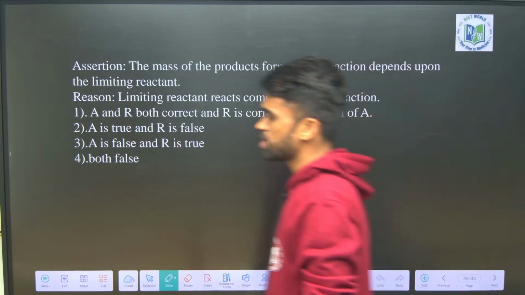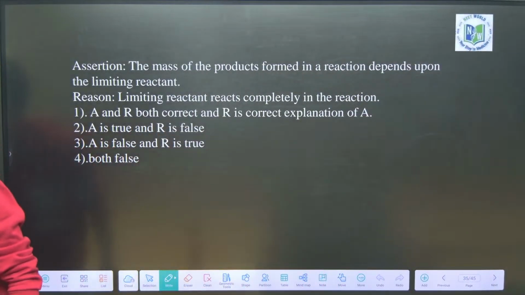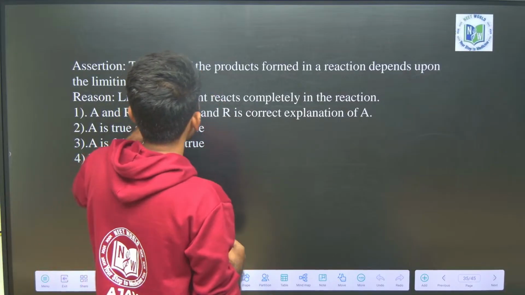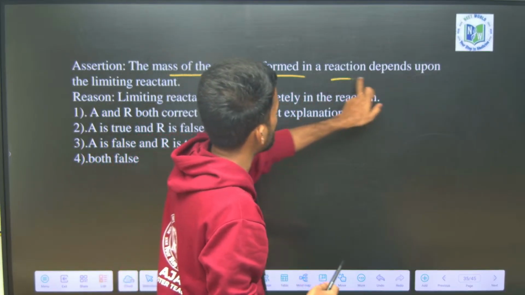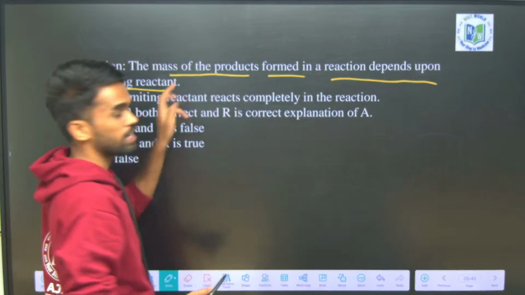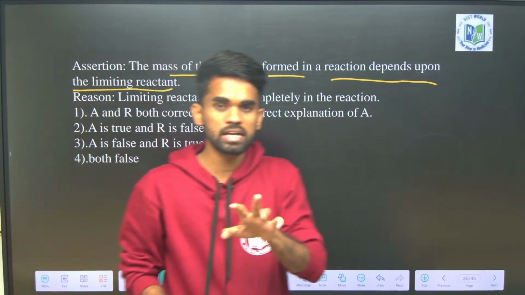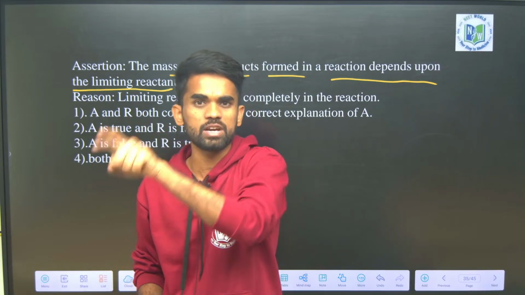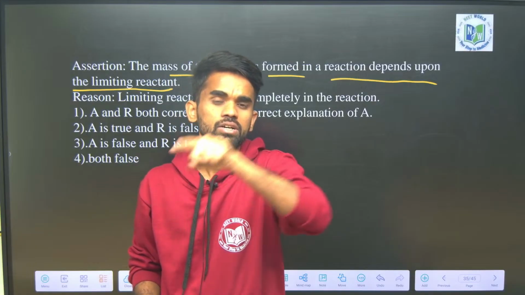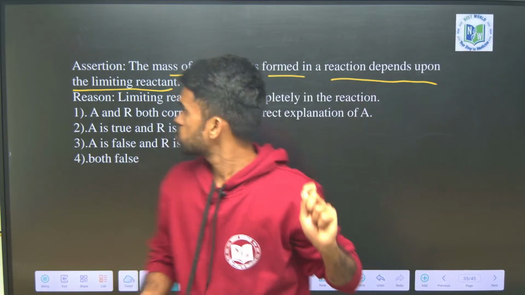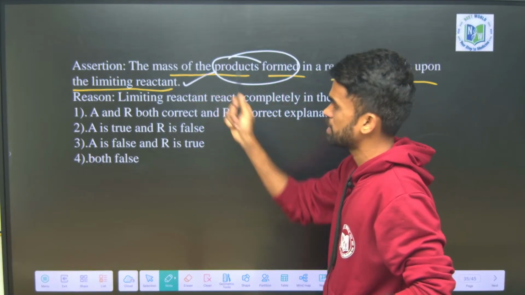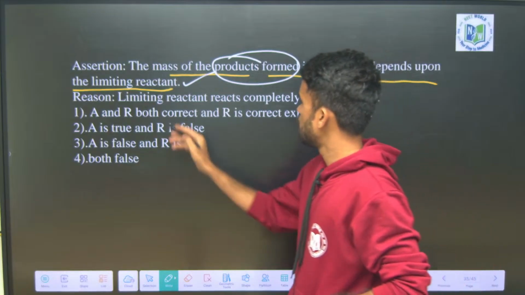Look at this assertion reason based question. The mass of products formed in a reaction depends upon the limiting reagent. Yes. There are two quantities in a chemical reaction: one is the limiting reagent, the other one is the excess reagent. Our calculation must be done with respect to the limiting reagent to find the amount of product formed. So this is correct. Yes, the assertion is correct.